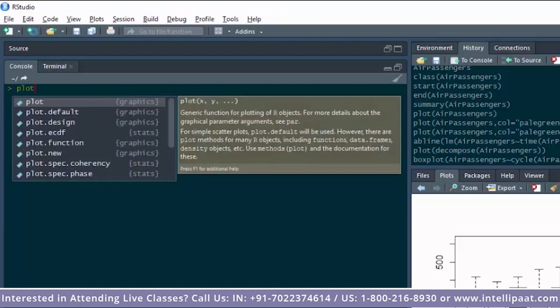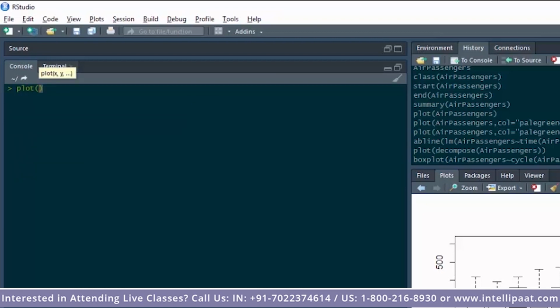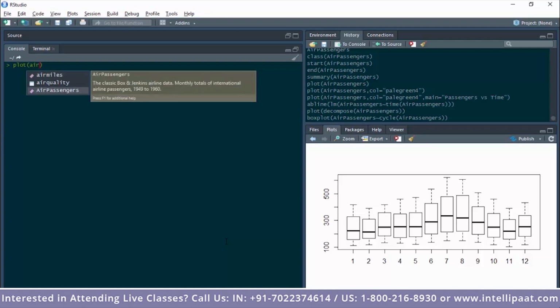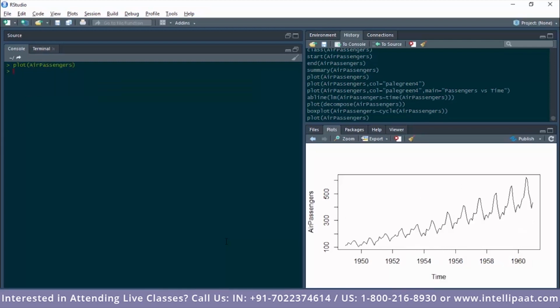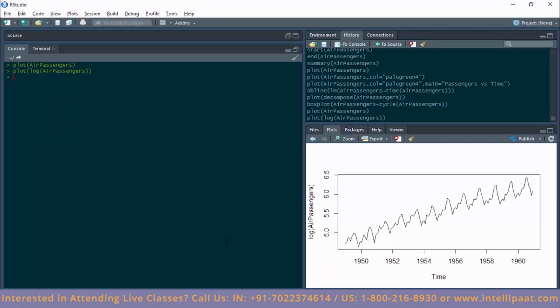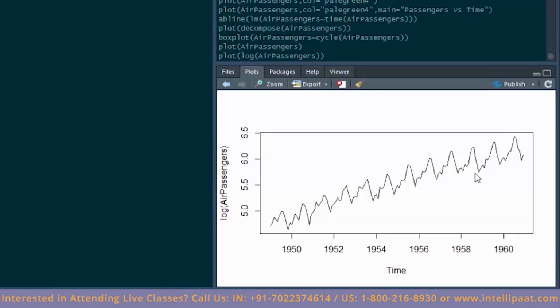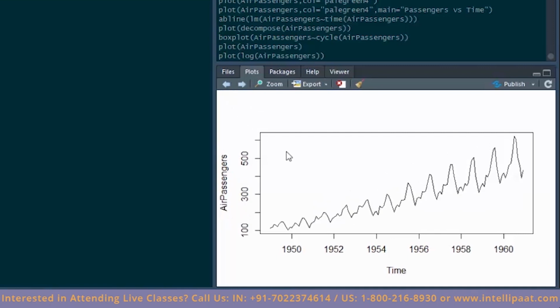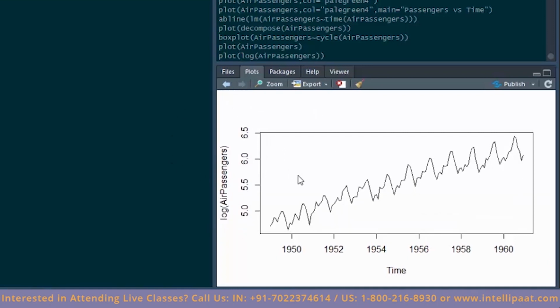So let me actually plot the original graph first. It'll be plot of air passengers. And we see here that the variance is not equal. Now, to make the variance equal, all I need to do is use the log function. So plot of log of air passengers. And this is what we get after using the logarithmic function. So this is the original trend line, and after applying the logarithmic function, this is what we get.